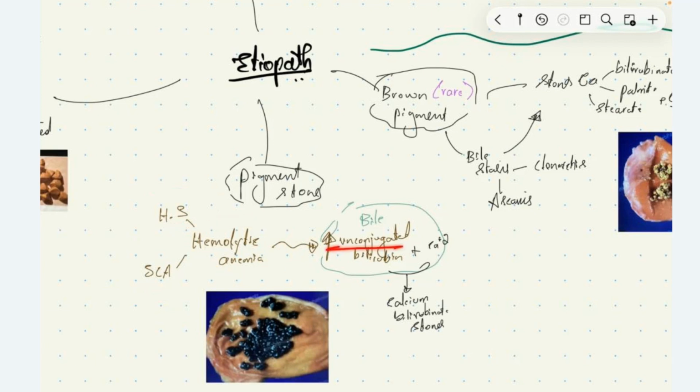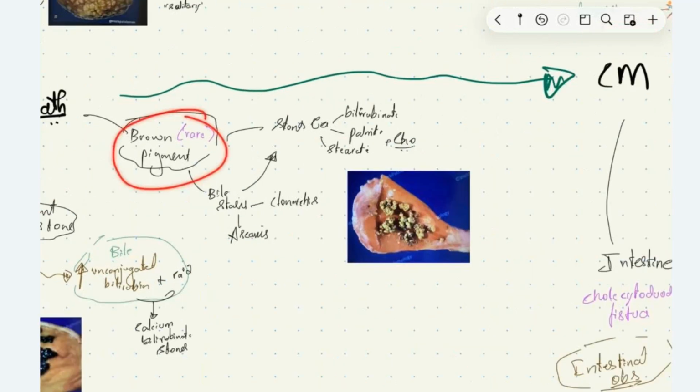The increased unconjugated bilirubin secreted into the gallbladder along with calcium forms calcium bilirubinate stones. These stones are seen as the small blackish pigmented stones. These are about pigment stones. Then we have brown pigmented stones, which are rare.